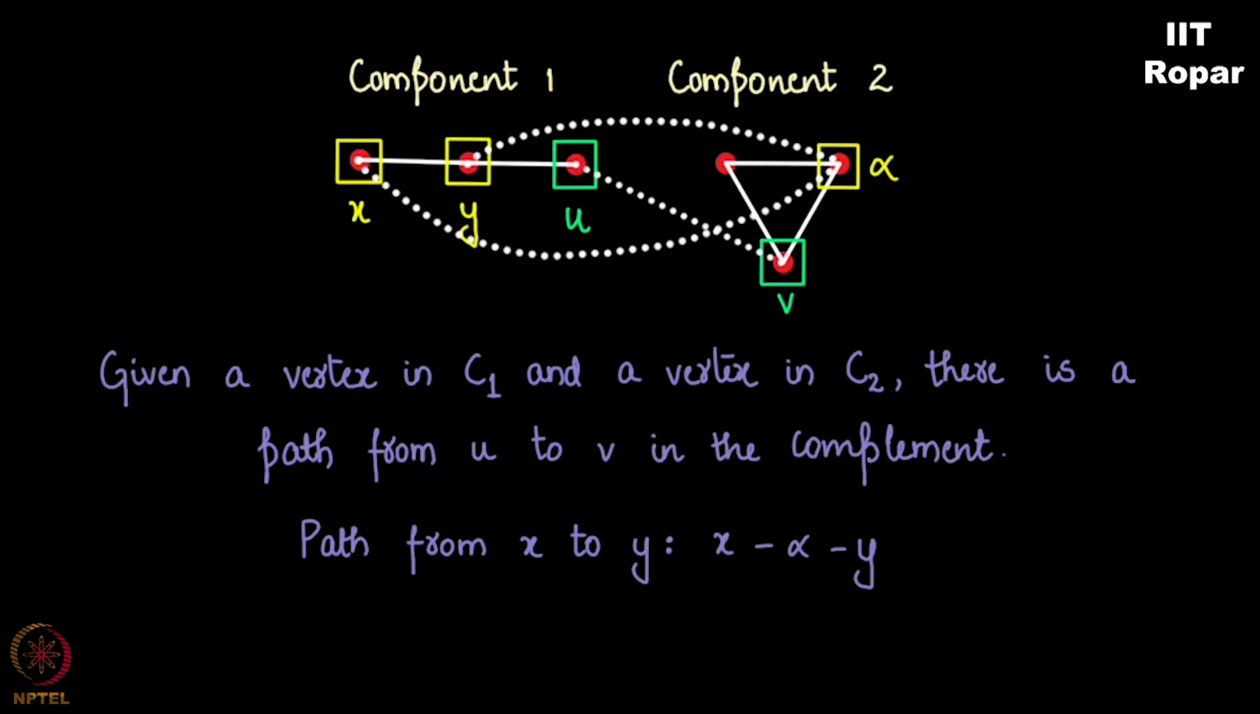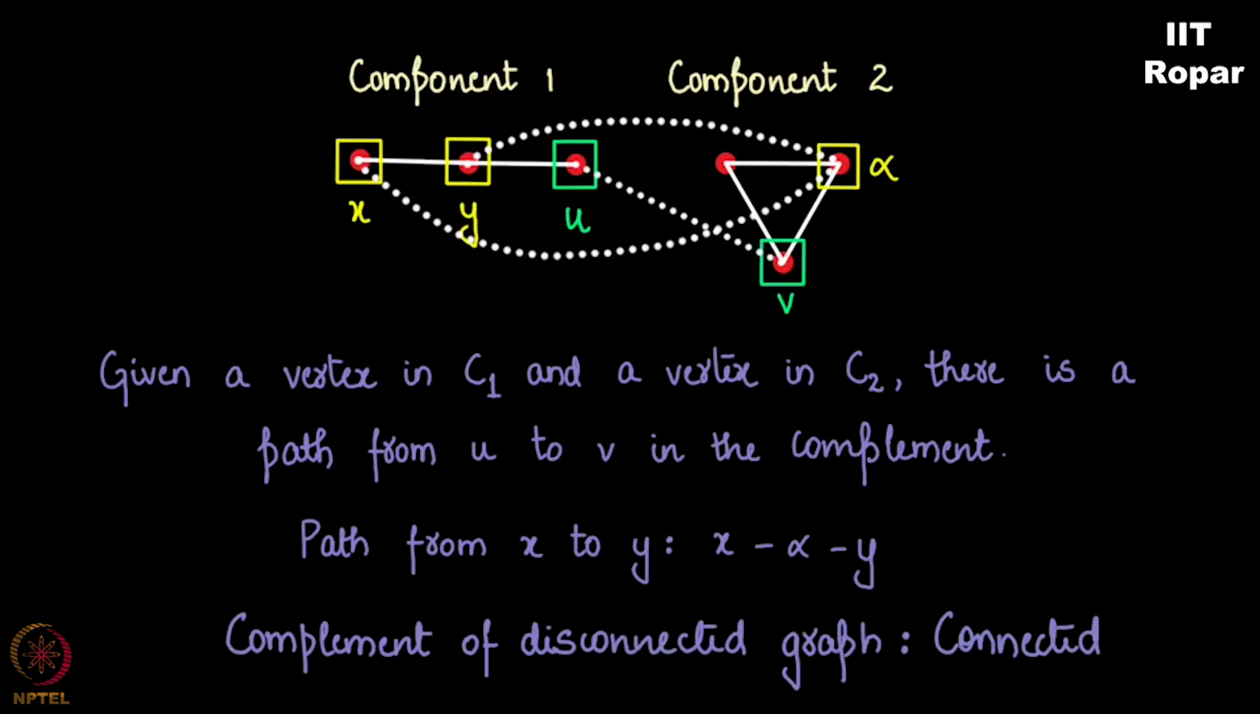Which means, I just showed you that in all possible cases of picking two vertices from this big graph comprising two components, you will always find a path from a vertex to any other vertex. Which proves that my complement graph will actually be connected.